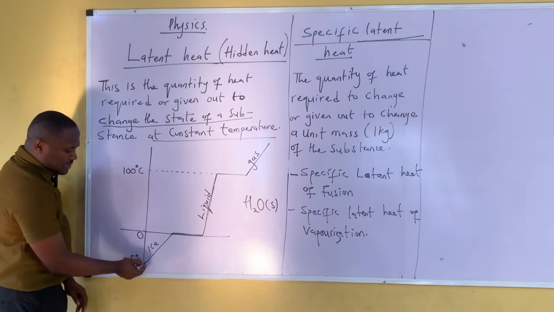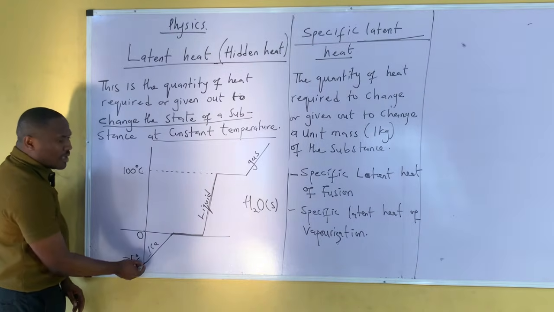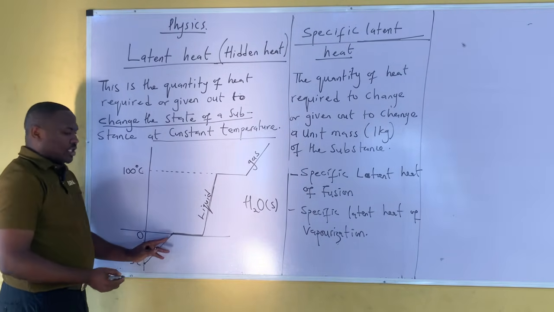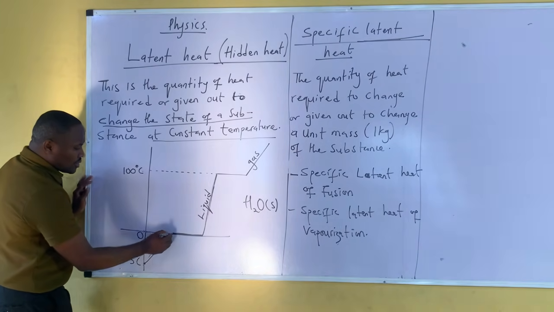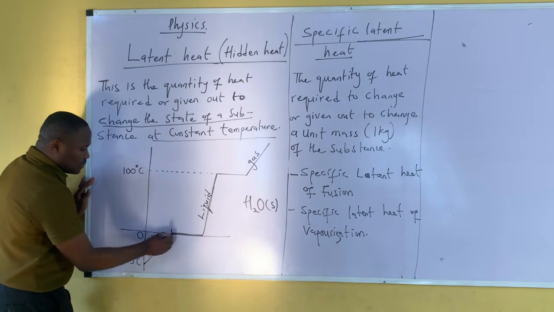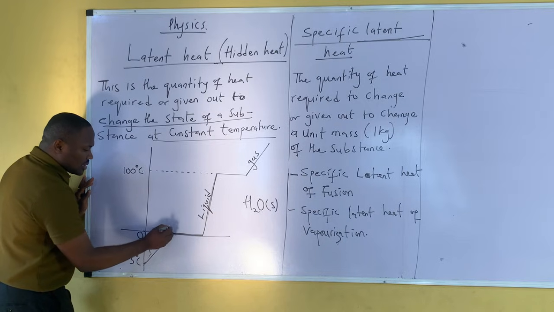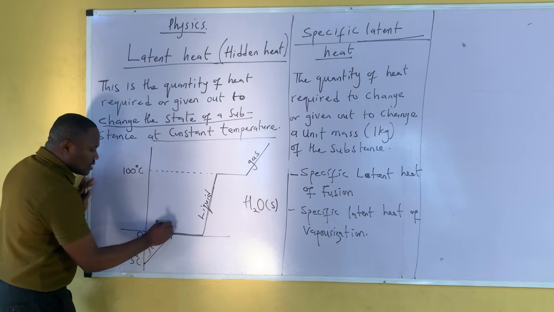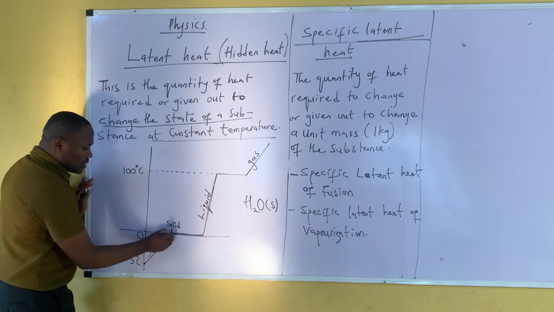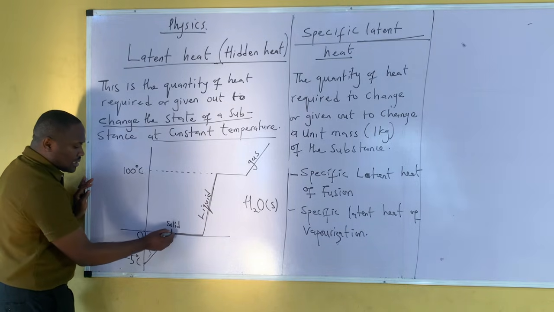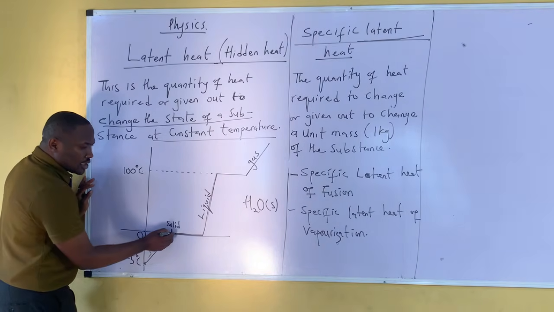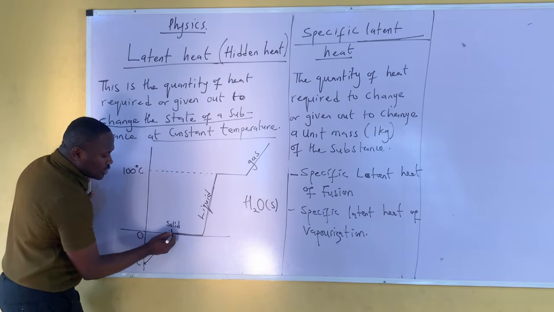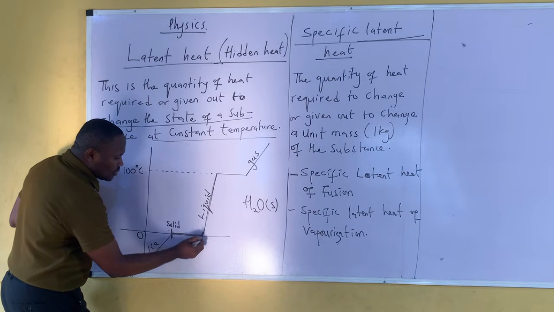Now look at this. There is a significant change in the temperature from here to here. When there is a change in the temperature, it is noticed. But look at this point. At this point here, the substance is still solid. So at 0 degrees Celsius, this same substance is still solid. But what happens? It undergoes a process to this point.